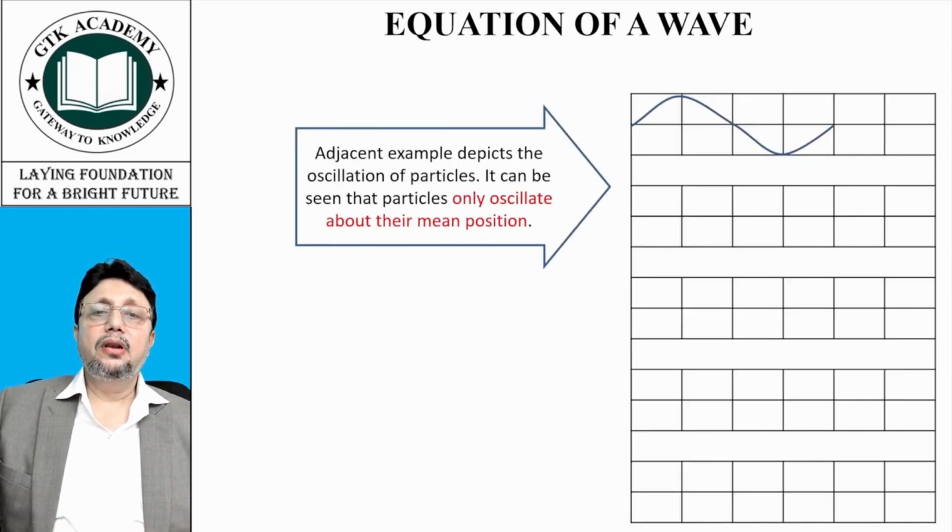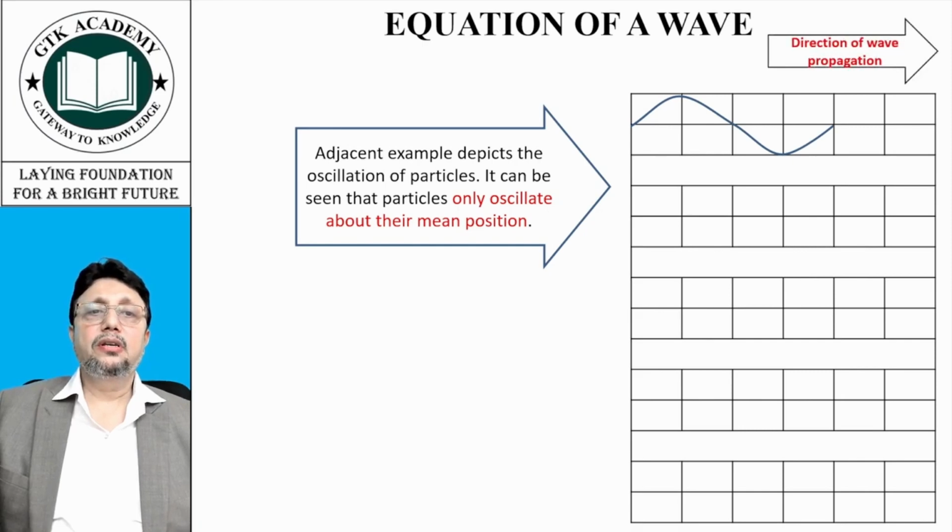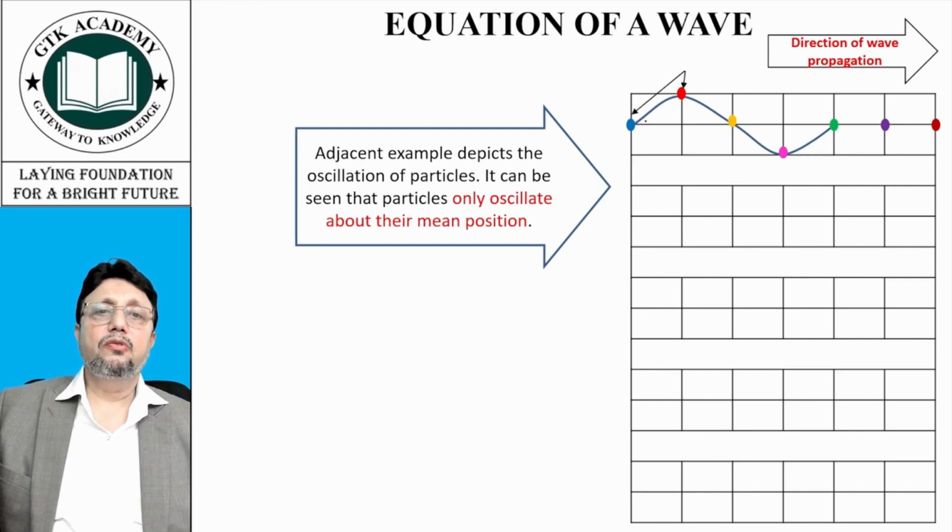Another example will make it even more clear. This is the direction of wave propagation, and these are the particles on the surface, which I have marked in blue, red, and yellow, and other colors. The wave has only reached till this place, and the wave is moving in this direction. So this is the surface of the liquid. Here the surface is plain because the wave is yet to reach this place. Slowly the waves move forward.